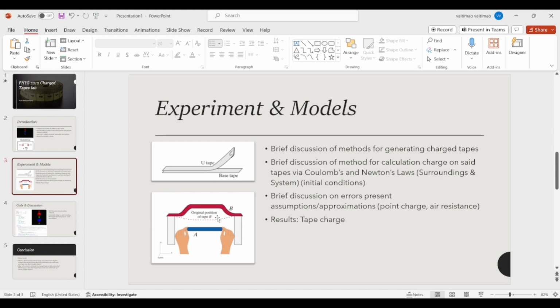I will also say that there were a bunch of assumptions that I briefly went into there. We treated the two pieces of tape as point charges. We ignored air resistance, which is why it's part of the surroundings in this case. And we also assume that both pieces of tape have the same excess charge because they're roughly the same size. That being said, these errors can lead to some issues with approximating values, but it's all good here.